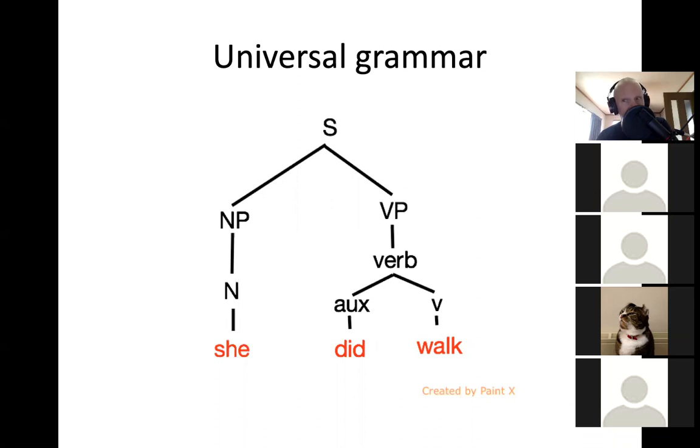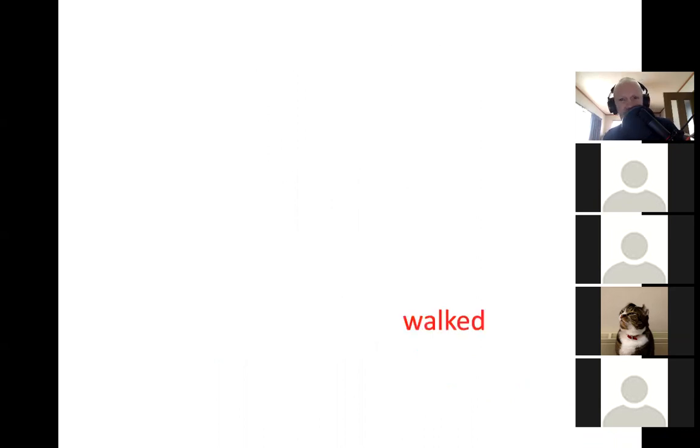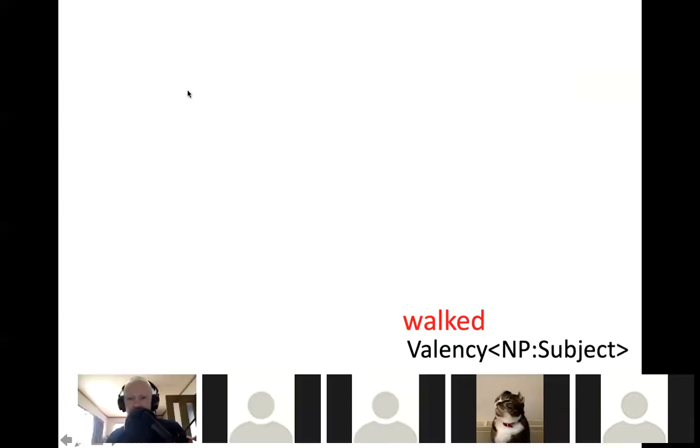Do you believe that? Think about it. So for example, you've got something like this, right? Walked has a valency of 1, right? A noun phrase. Yeah, that's its valency. And it needs a subject. Maybe I should move this over here. Okay, needs a subject.